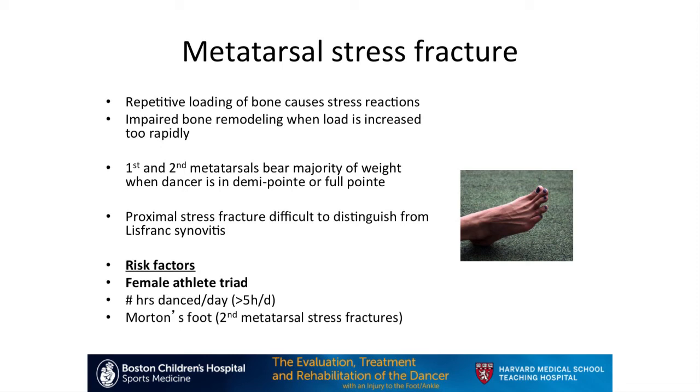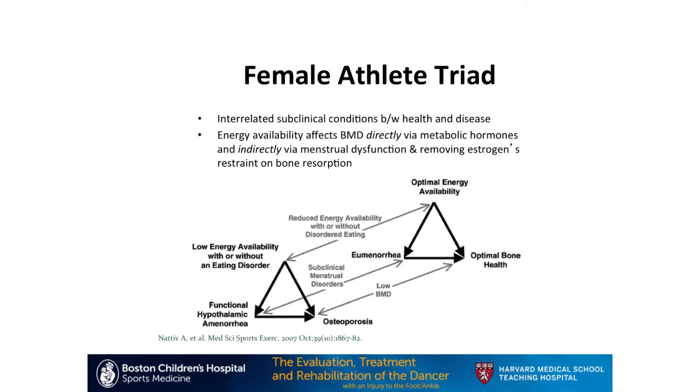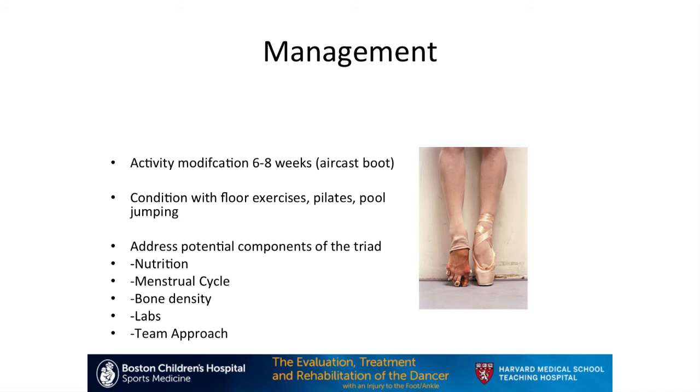And the triad, I'm sure you guys have all heard about, again, Dr. Ackerman will talk more about, is this interrelated spectrum of decreased energy availability due to either disordered eating or an eating disorder that can influence the hypothalamic pituitary axis and influence a woman's menstrual cycles and create some irregularity. And that can affect the bone density both directly from a decreased energy availability perspective from micro and macronutrients and also through irregular cycles. And so we treat these conservatively: air cast boot, modification, but we try to keep these dancers moving with exercise, Pilates, and aquatic therapy.